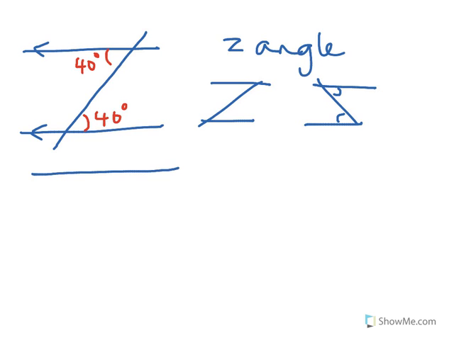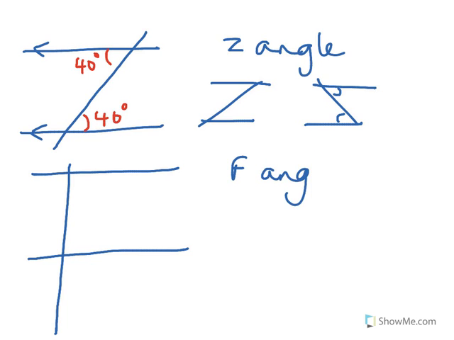Let's have a look at, again, parallel lines. But this time I'm going to put a line through it like so. And now it looks a bit like an F angle. So we'll call this an F angle or a fangle. Now in this case, the two angles that I'm going to look at are this one underneath here and this one underneath here. These two angles are also equal.